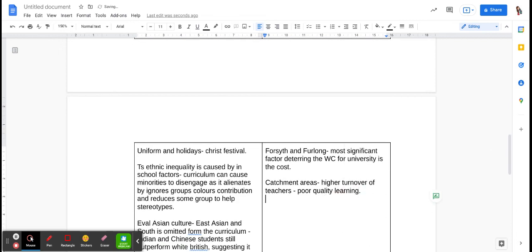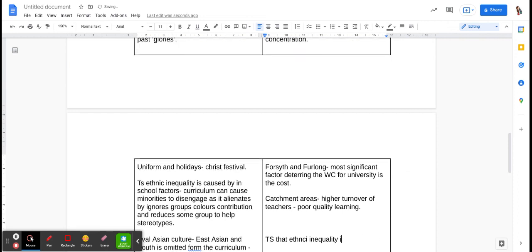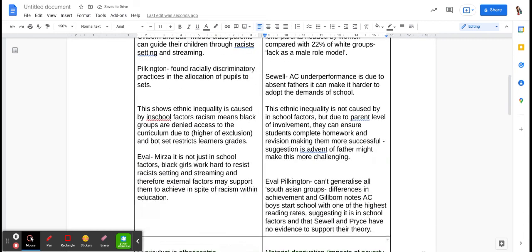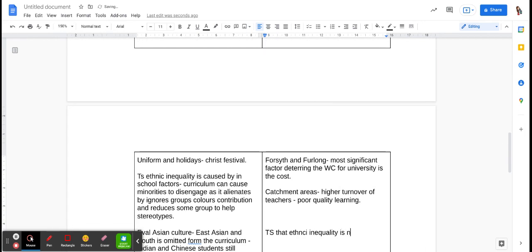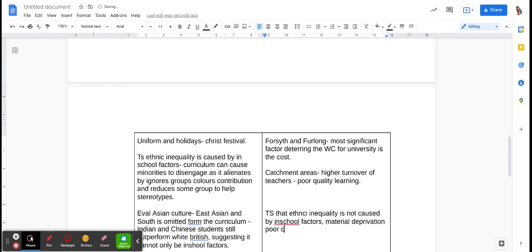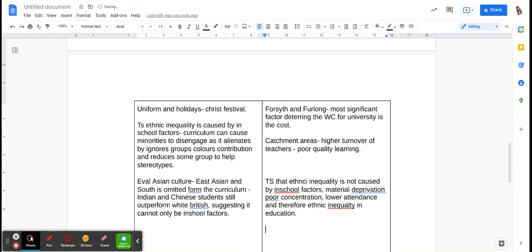Okay, so this shows that ethnic inequality is, got to check the question, ethnic inequality is caused by in-school factors. So this shows ethnic inequality is not caused by in-school factors. It is material deprivation that leads to poor concentration, lower attendance, and therefore ethnic inequality in education. It's not in-school factors, it's outside school. That's what's causing lower concentration, that's what's causing poorer attendance.